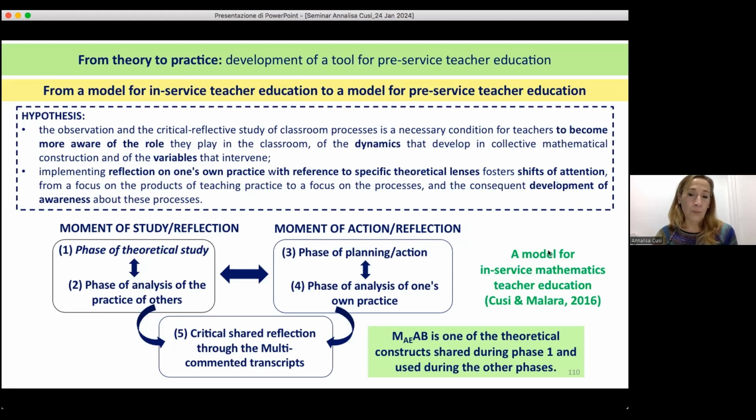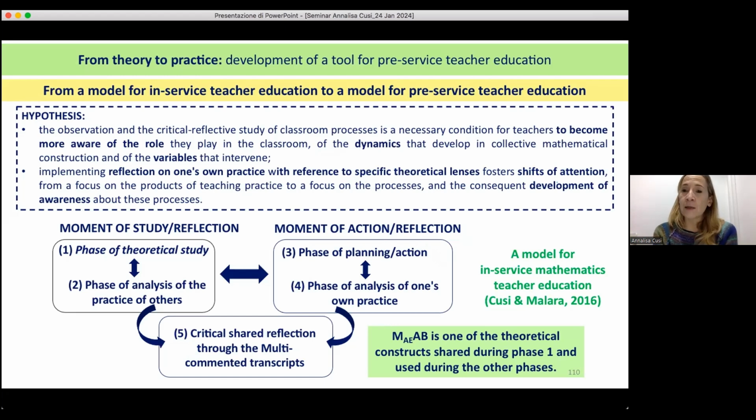The typical activities with in-service teachers that we carried out are characterized by 5 phases. The first 2 are within a moment which we called study reflection. In the first phase, theoretical constructs and frameworks are introduced and studied. In the second phase, the teachers are asked to analyze the practice of others, for example, videos or transcripts from teaching experiments. Then there is a moment of action reflection.